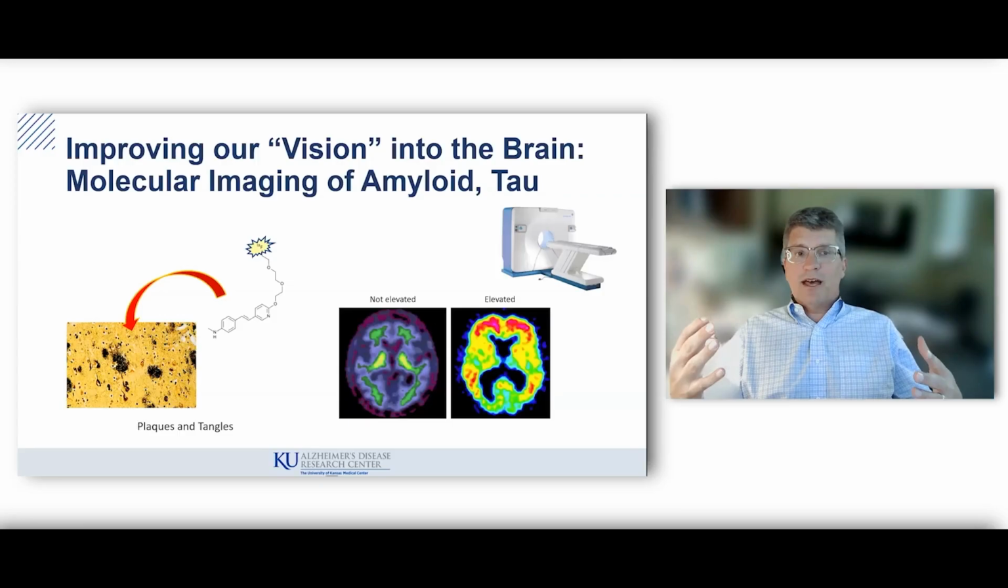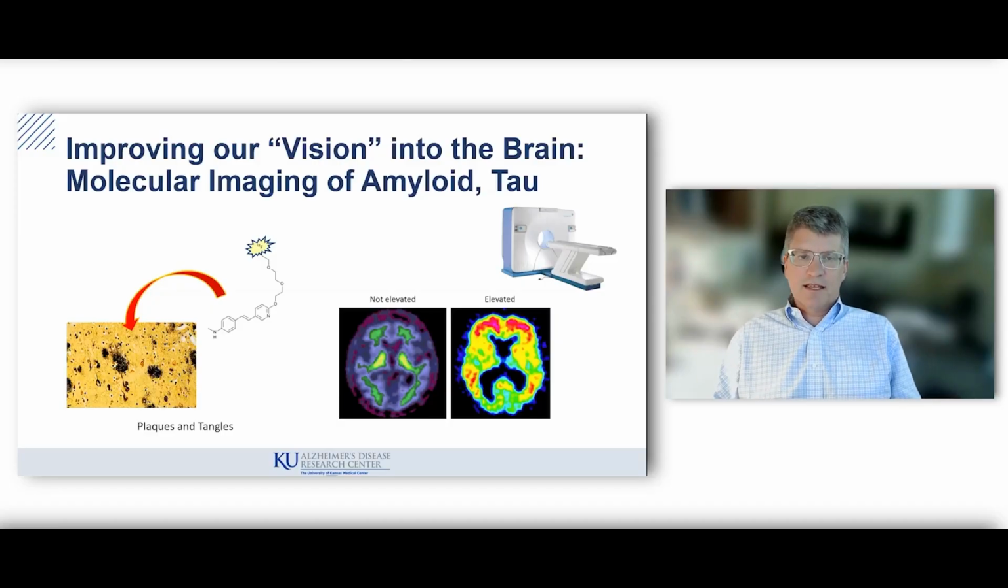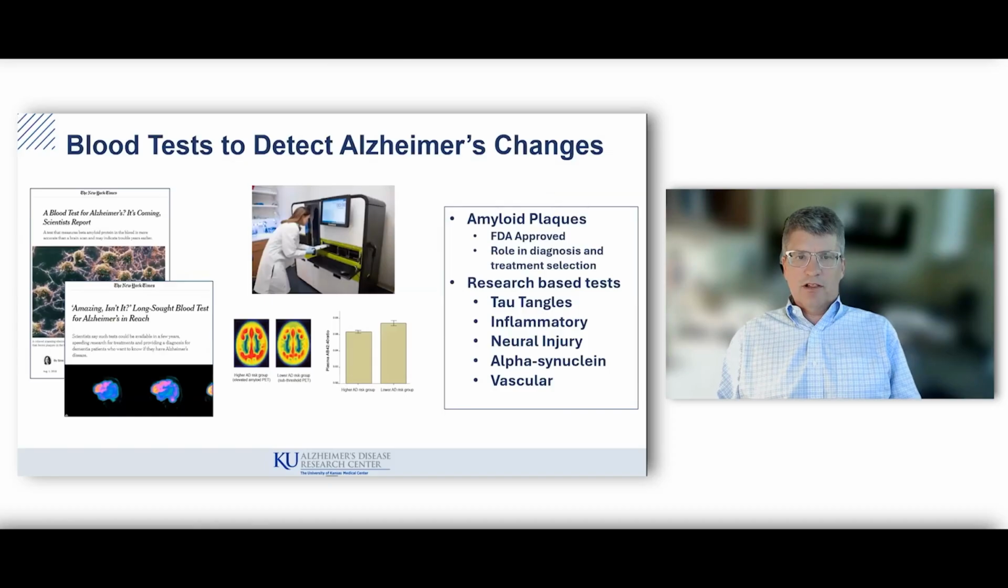And in 2004, 2005, we began to see in real life, in living individuals, the presence or absence of these molecular pathologies. And that is what has really driven over the last decade major advances in blood tests to detect Alzheimer's changes. So where we are today is we now have our very first FDA-approved measures that allow us to detect the likelihood of the presence of amyloid plaques in the brain.